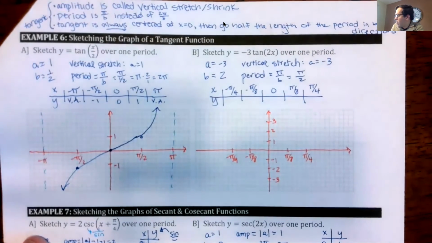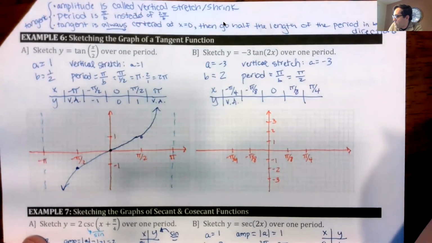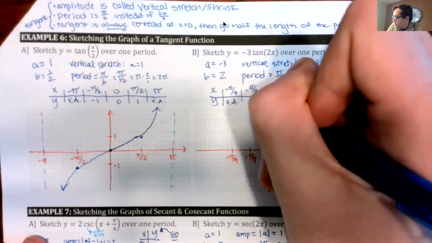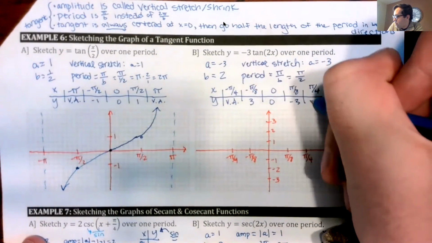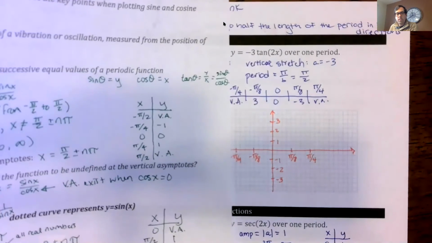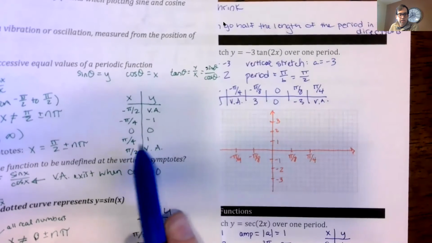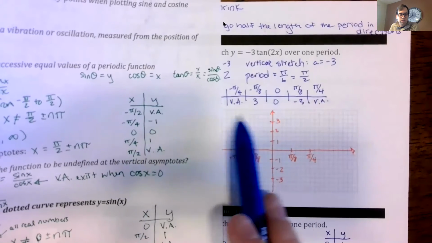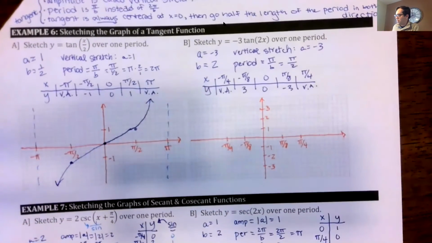And now I'm going to look at the y values. I'm going to take the parent y values and multiply them all by -3. Vertical asymptote stays vertical asymptote. -1 times -3 is going to be +3. Then 0, then -3, and then vertical asymptote again. It's hard for me to show you all of that on one screen, but here's the tangent originally. -1 times -3 gave 3. 0 times -3 is 0. 1 times -3 is -3. So that's where we get those.